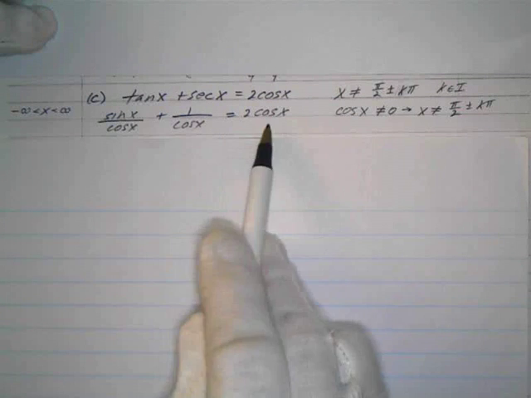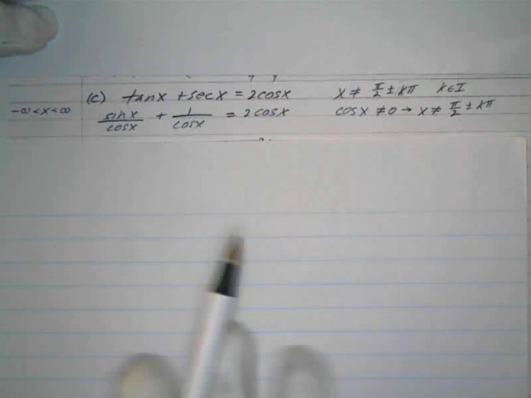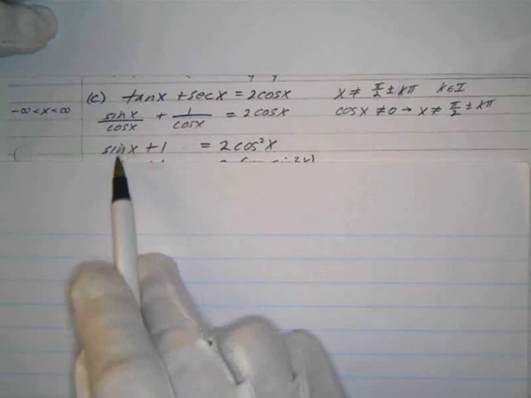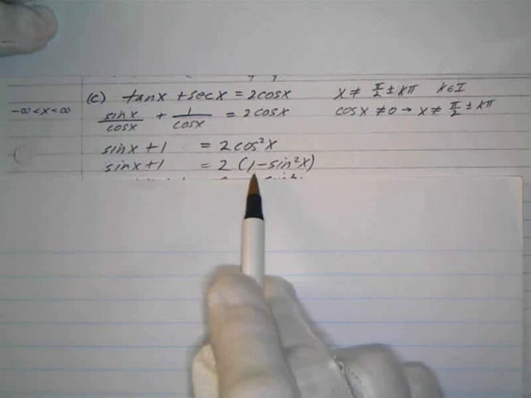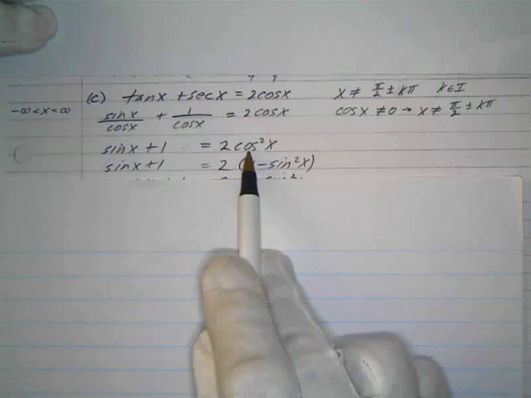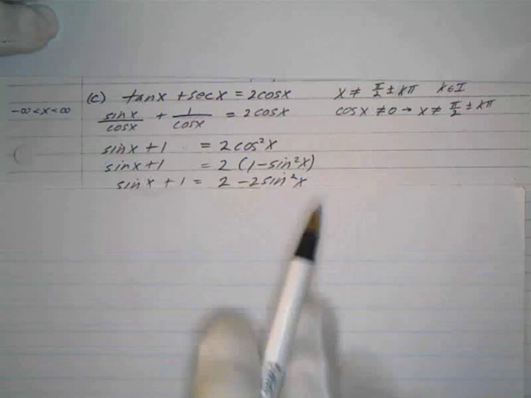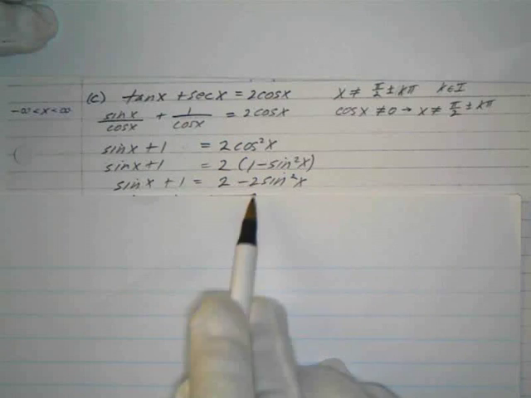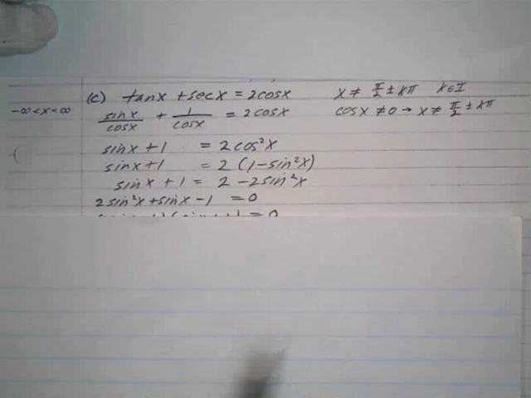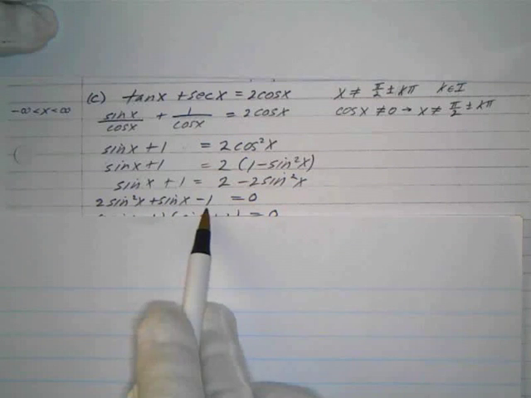And then multiply everything by cosine. Now I can do that because the cosine will not be 0. It can't be 0, otherwise it's undefined anyway. And then this gives me the sine of x plus 1 equals 2 cosine squared. Then like before, we try to get it into a trinomial. So cosine squared is the same thing as 1 minus the sine squared of x. And then I can multiply this out and regroup my terms on the left. So I've got 2 sine squared of x plus sine of x minus 1.